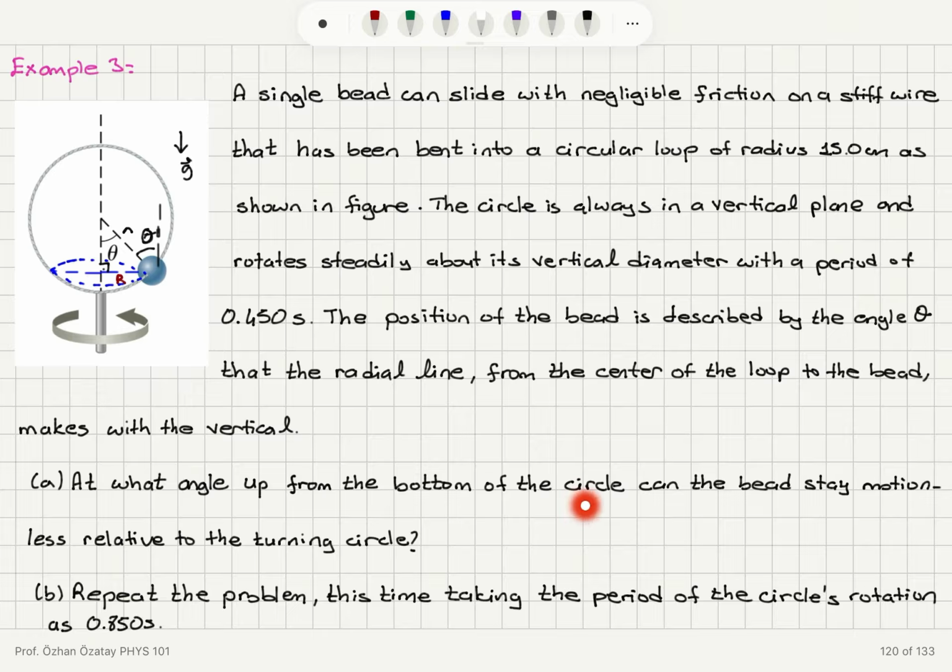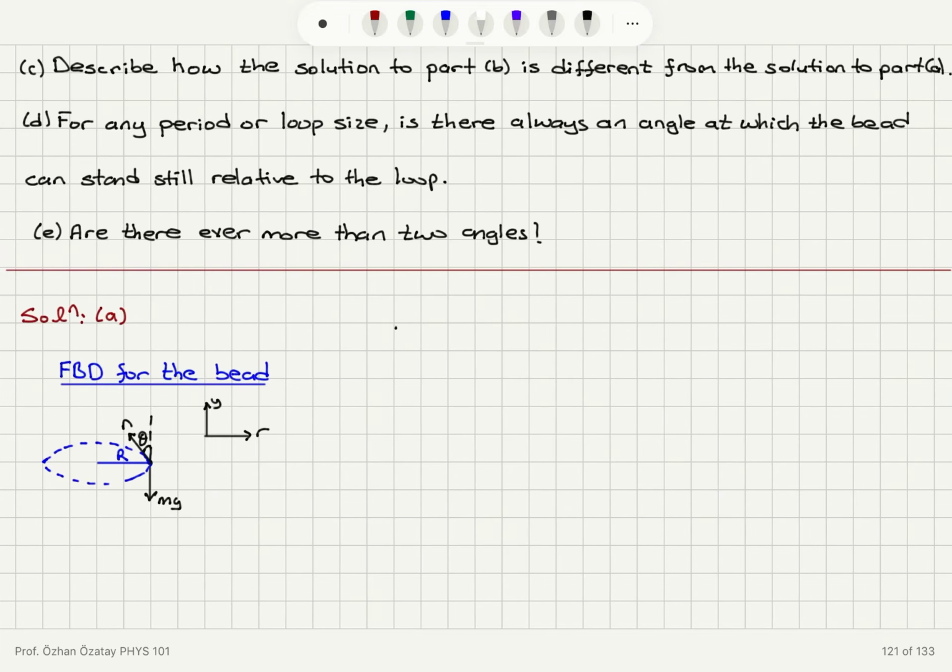At what angle up from the bottom of the circle can the bead stay motionless relative to the turning circle? As this rotates, the bead will stay motionless with respect to the circular wire at a certain angular position, so we want to know what that angular position is. If the period of revolution is 0.45 seconds and 0.85 seconds in part B, describe how the solution to part B is different from A. For any period or loop size, is there always an angle at which the bead can stand still relative to the loop? Are there ever more than two angles?